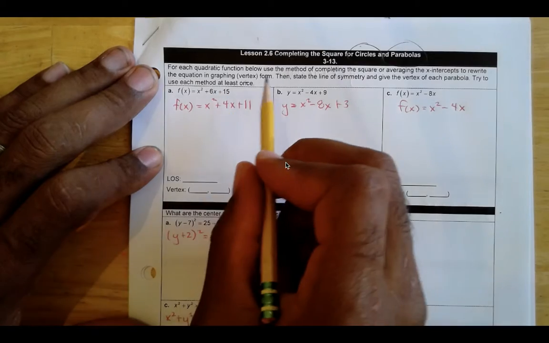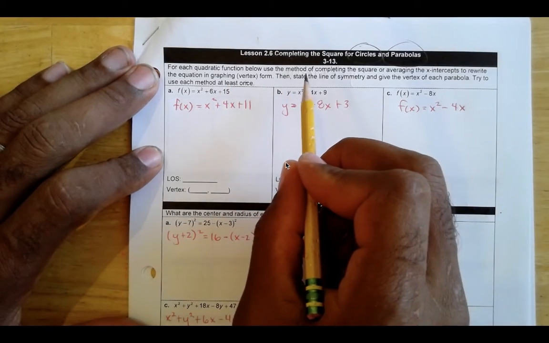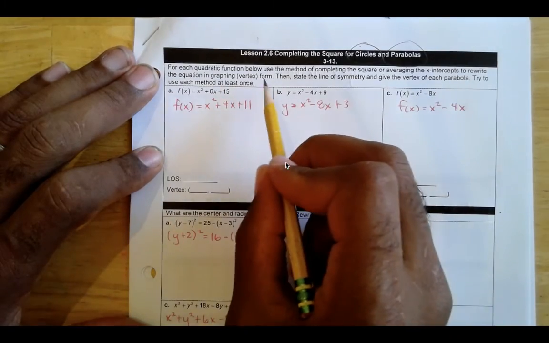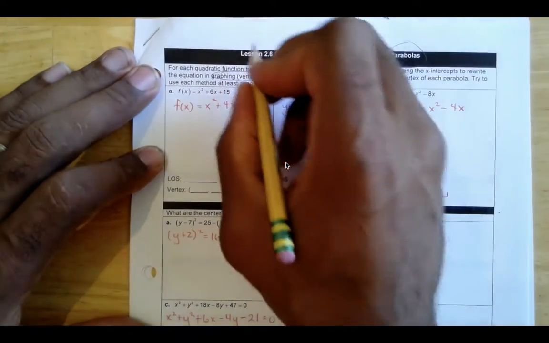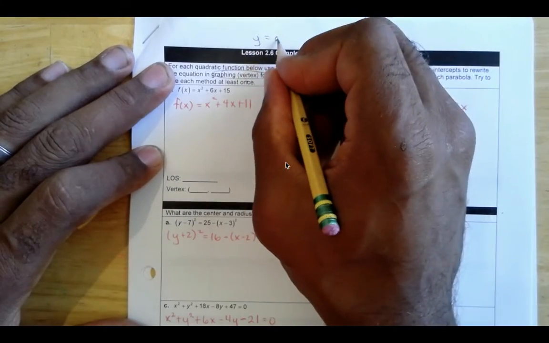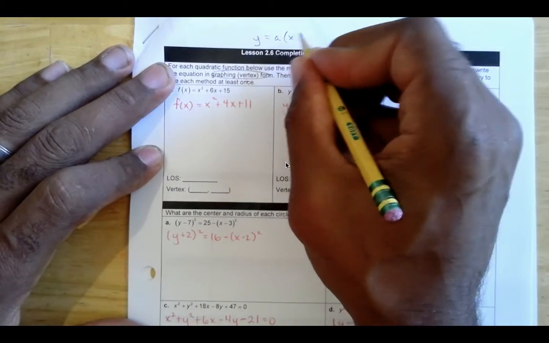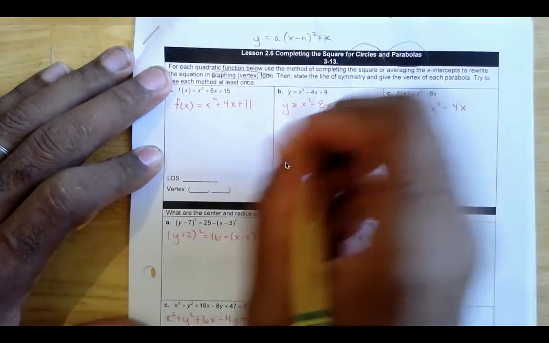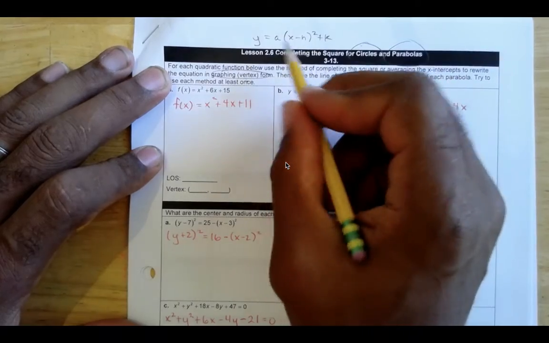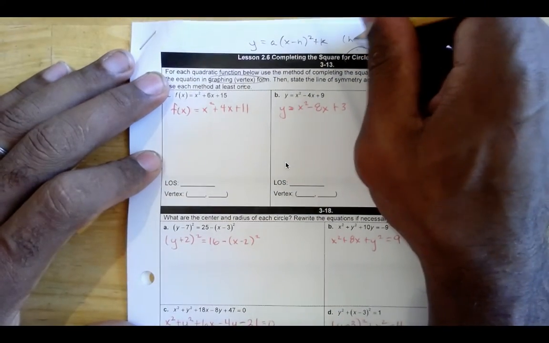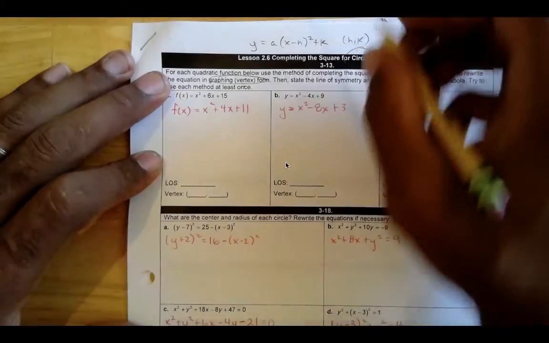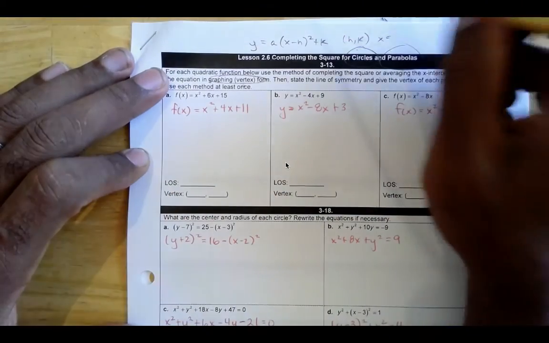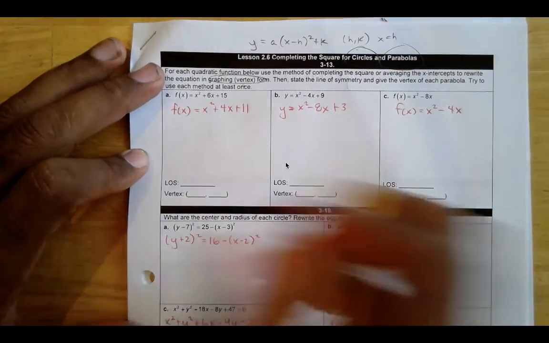Okay, so here in the first one, for each quadratic function below, use the method of completing the square or averaging the x-intercepts to rewrite the equation in graphing vertex form. So remember, graphing vertex form is y equals a times x minus h squared plus k. Okay, so that's vertex form or graphing form. It's kind of the same thing. That way we can get the vertex from h and k. And then also the line of symmetry, which is what the LOS stands for, will just be x equals h. All right? Okay, so let's go through these.